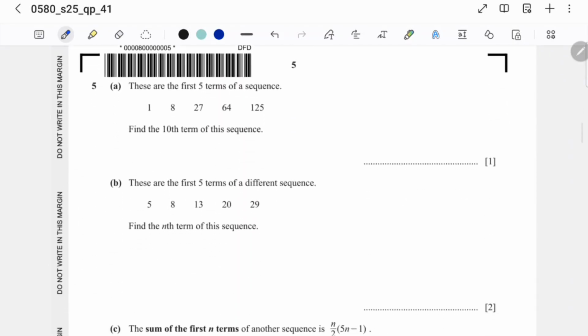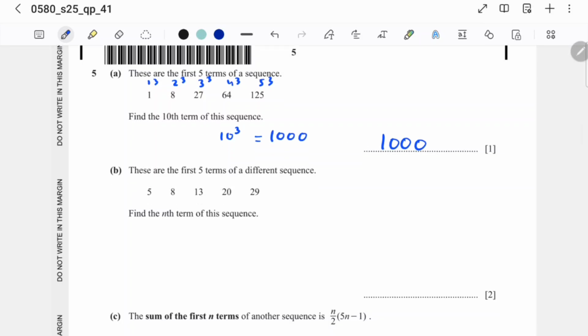Move to question number 5, that is the sequence question. These are the first 5 terms of a sequence: 1, 8, 27, 64, 125. We can see that it is 1 cubed, 2 cubed, 3 cubed, 4 cubed, 5 cubed, and then the 10th term will be equal to 10 cubed, and 10 cubed is equal to 1000. Just write down 1000 there.